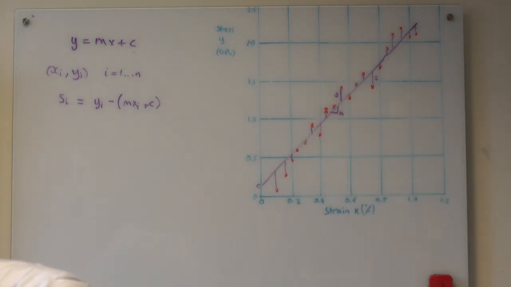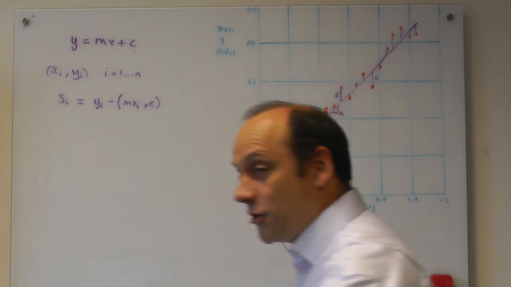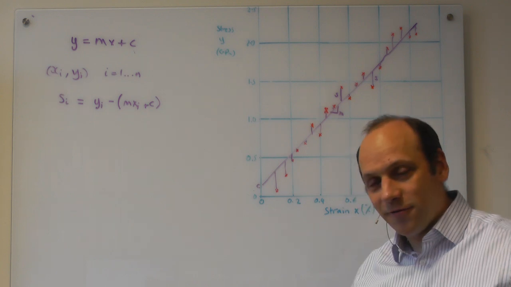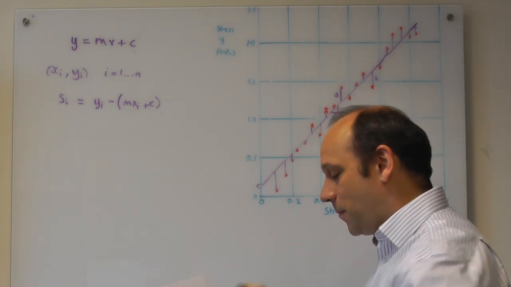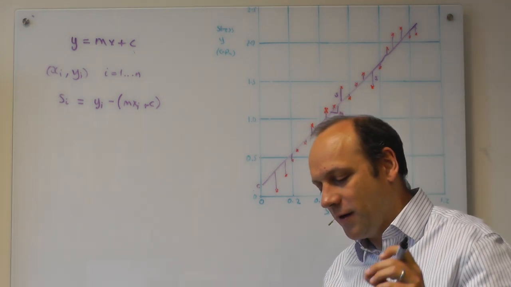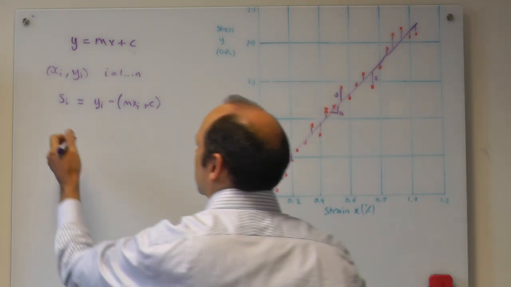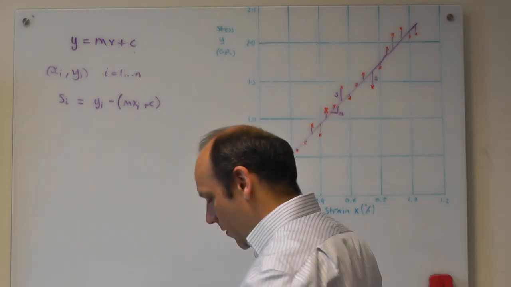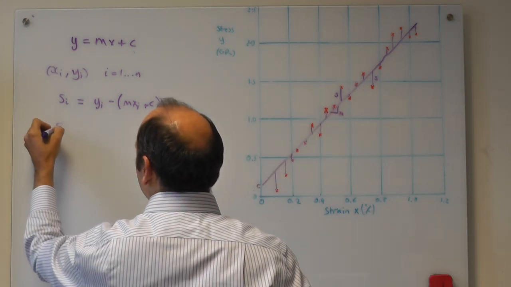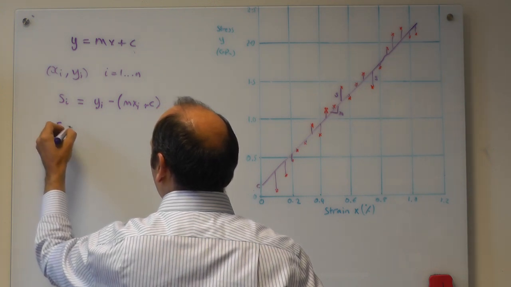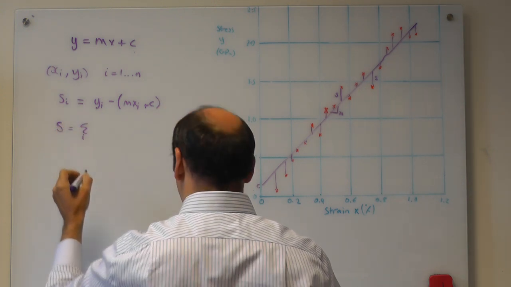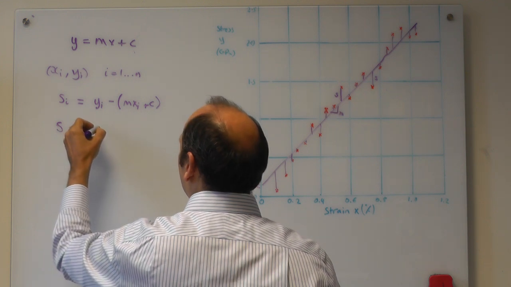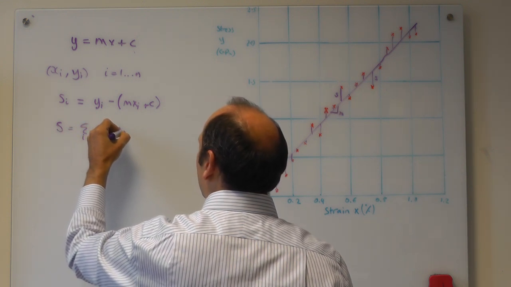So that's s. And Legendre in 1806, French guy, said that the best value of m and c will be those for which the sum of the squares of the s's will be a minimum. So we find big S as being the sum over all i of the individual s's: y minus m xi minus c.